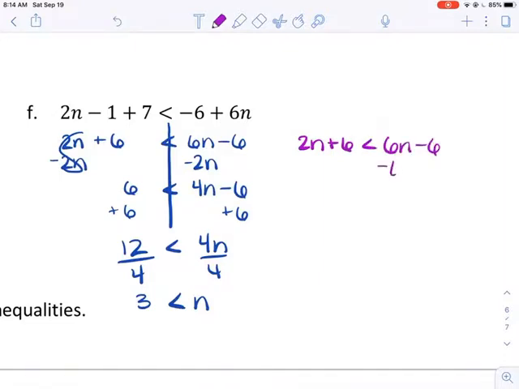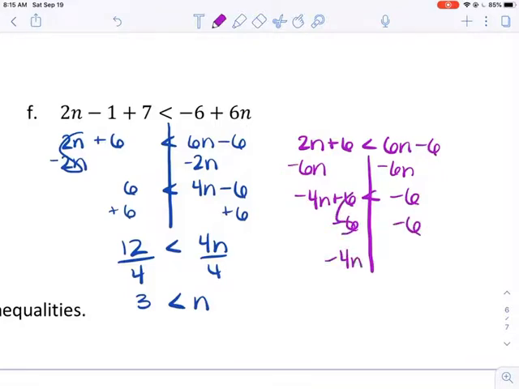So if I get rid of the 6n, I'm going to subtract 6n from both sides, and I get negative 4n plus 6 over here is smaller than negative 6. Then I'm going to undo addition with subtraction, and I get negative 4n is less than negative 12. And then I divide by negative 4. And I get n is less than 3. But remember, I divided by a negative. See, I always do this at the end where I have to quickly change it. I divided by a negative, so I have to change the direction of my sign.